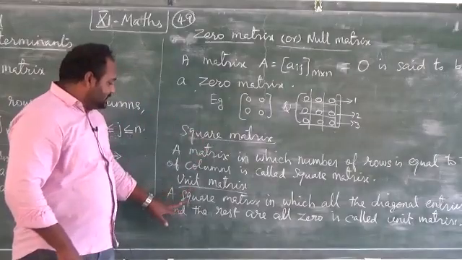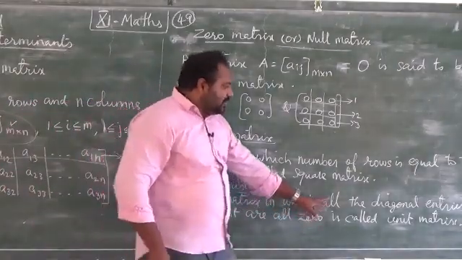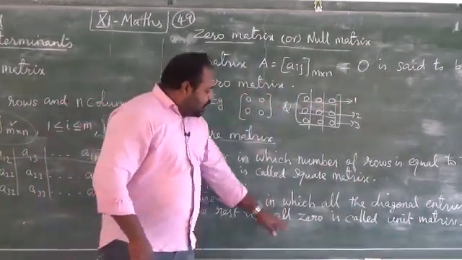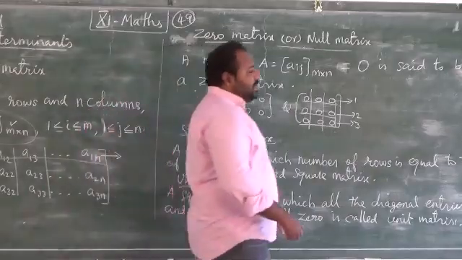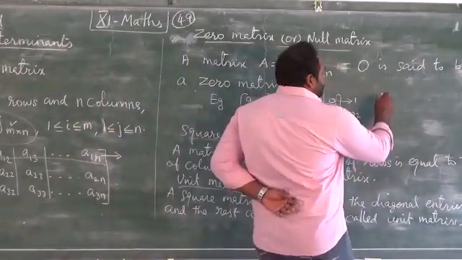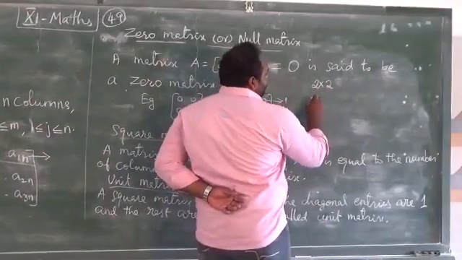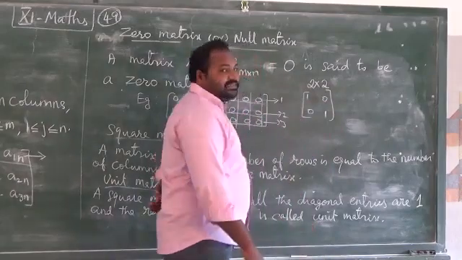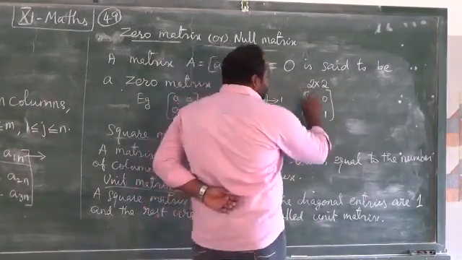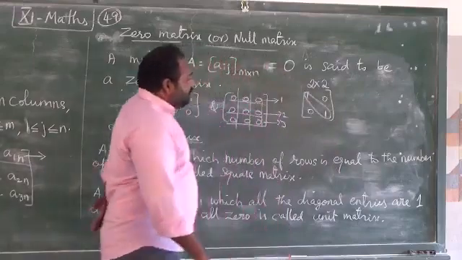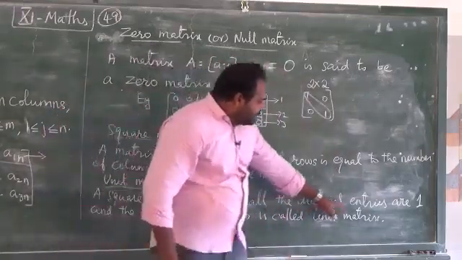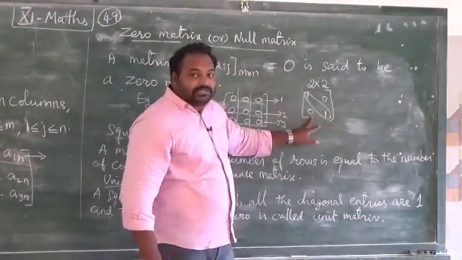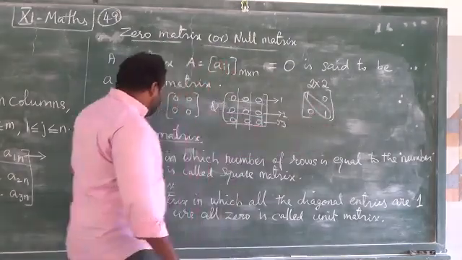Next, unit matrix. A square matrix in which all the diagonal entries are 1 and the rest are all 0 is called a unit matrix. It means identity matrix. In a 2 cross 2 matrix, how can we write it? 1, 0, 0, 1. This is called an identity matrix. See the diagonal: all the diagonal entries are 1 and the rest of the values are 0, so it is called a unit matrix.